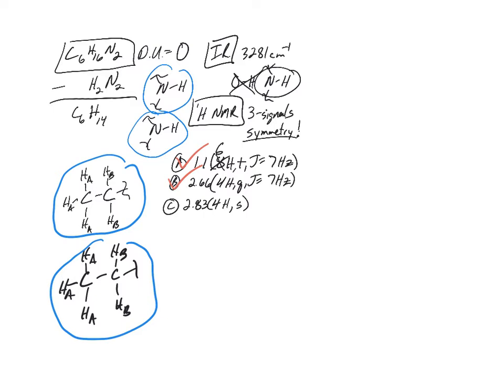Now let's look at C. C is worth 4 H's and it's a singlet. So what kind of piece is that going to look like, do you think? It's going to be a carbon. How many hydrogens on that carbon? 2.